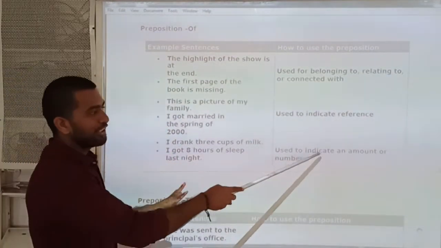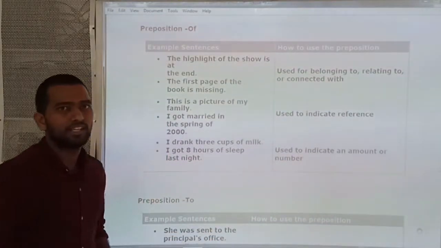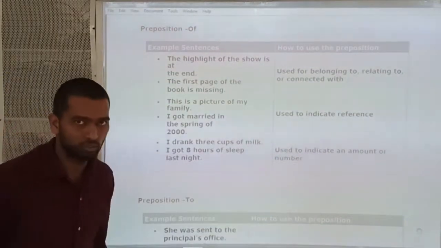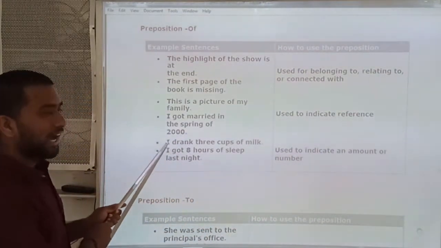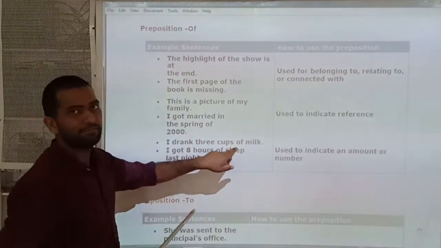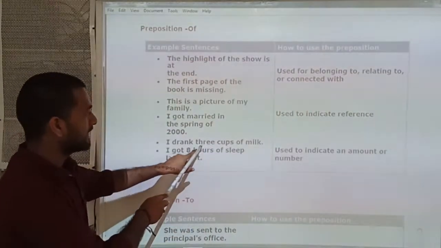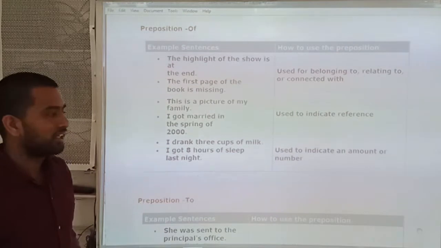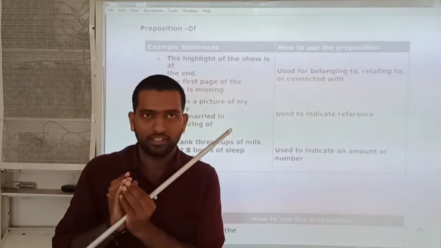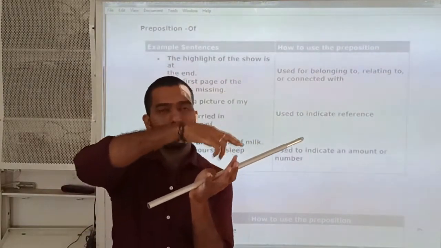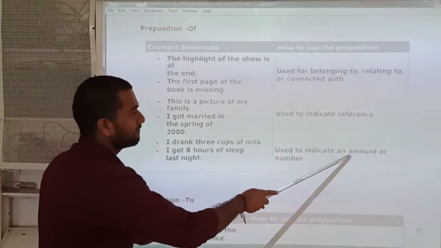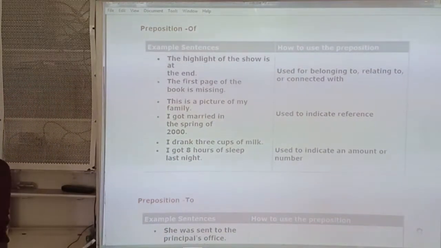Next, used to indicate an amount or number. I think this use is familiar. It means everyone knows this use. Look at these examples. I drank 3 cups of milk. Everyone can say here it is of because according to this point 3 cups is a number or amount. For example, bring me a glass of water. Here glass is referred to an amount. So when there is an indication of any amount or number we use the preposition of.